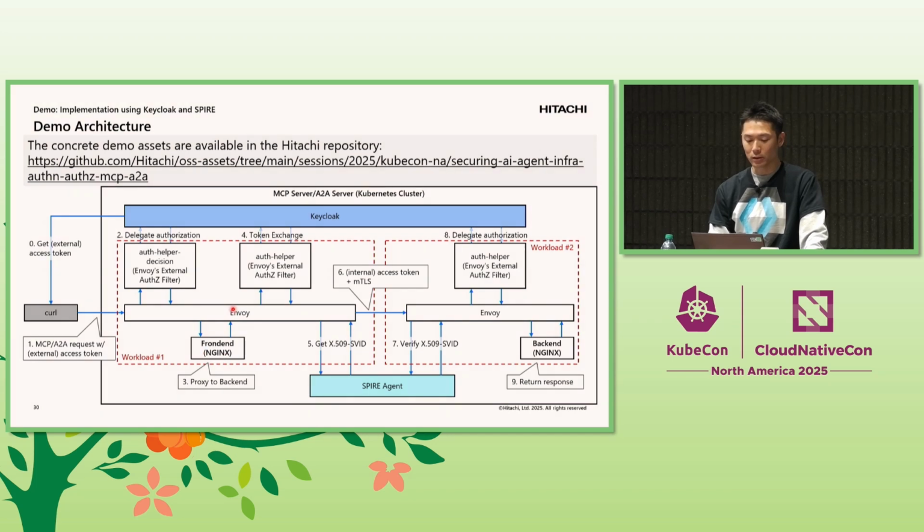Before reaching the backend, Envoy exchanges the external token for an internal token and obtains an X.509 SVID from Spire. Then it establishes a mutual TLS connection to workload 2. On the backend, Envoy verifies the SVID and again checks authorization with Keycloak. If authorized, the backend NGINX processes the request and returns the response to the client.